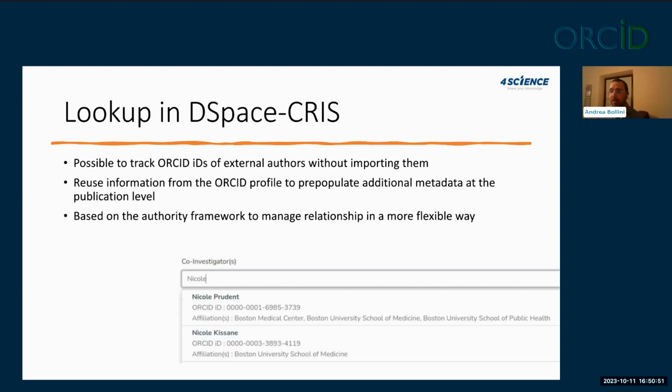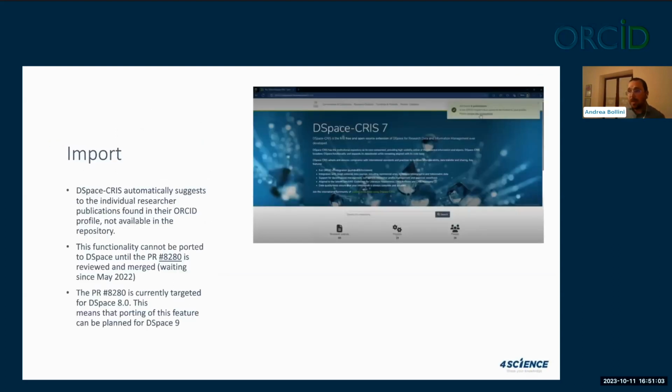So DSpace-CRIS will also keep track of this external ORCID ID, but it's able to differentiate between authenticated and not authenticated ORCID ID. Another major difference is related to the import functionality. DSpace-CRIS is also able to automatically suggest to individual researchers publications that are available on their ORCID profile, but not yet available on the repository.